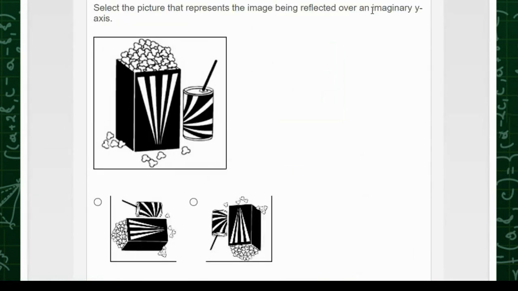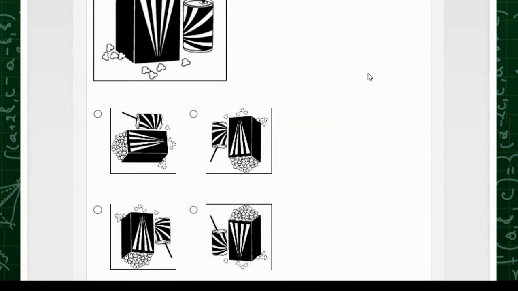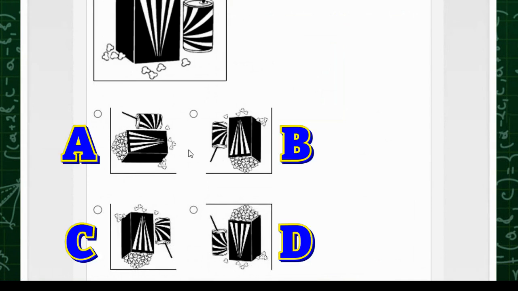Okay, this is over a y-axis again. Which one of the below, A, B, C, or D? A and B is on the top row. C and D is on the bottom row. Reflecting this over the y-axis.